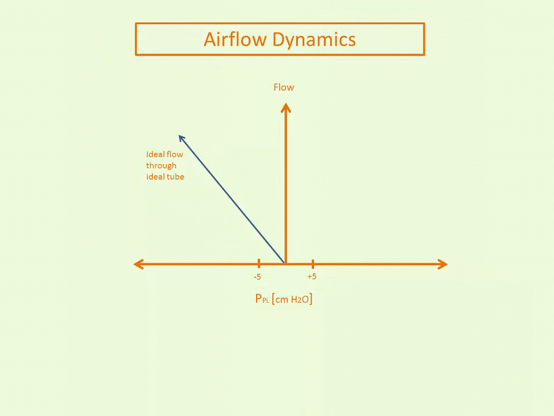So this relationship would describe ideal flow through an ideal tube, and that is there's a constant resistance. As pleural pressure decreases, there is an increase in airflow, such that essentially you're lowering pleural pressure relative to atmospheric pressure. This increase in the pressure differential then increases flow, and the increase in flow is modulated by airways resistance, which is essentially the slope of this linear perfect line.